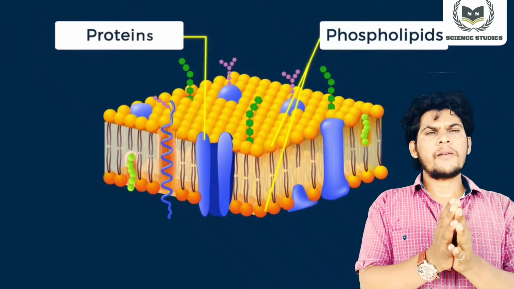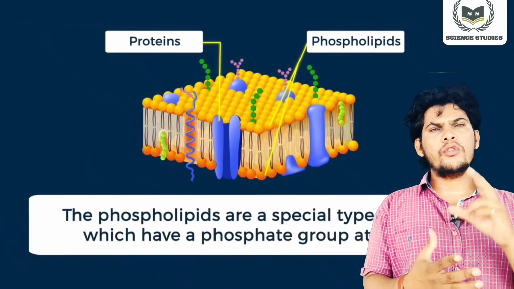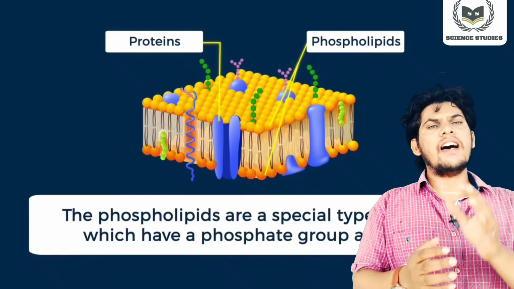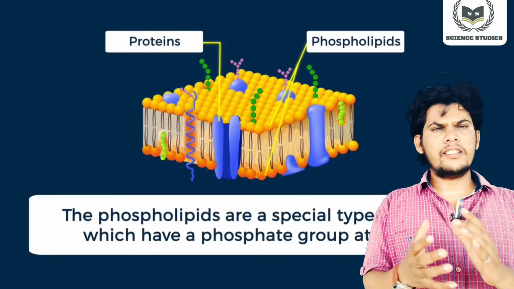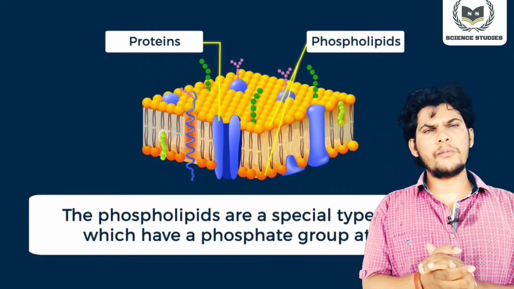Our home was constructed with bricks, cement or concrete, yes or no? Like that, the cell membrane is also made up of two types of substances. They are called phospholipids and proteins. The cell membrane acts as the protecting layer, like the walls of our home. I hope you understand about the cell membrane.